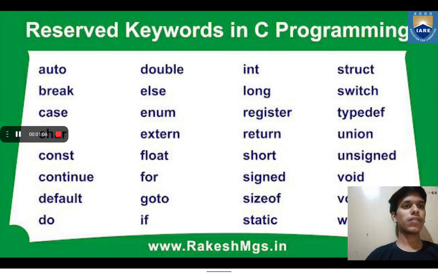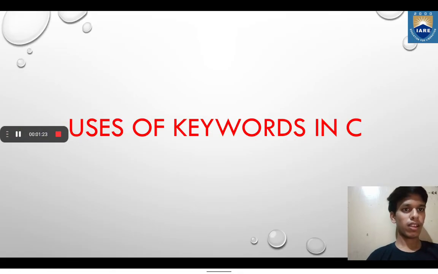So these are the different keywords or reserved words in C programming. There are mainly 32 keywords in C programming. They are auto, break, case, char, and so on. So we are going to discuss one by one all the keywords in C. So, uses of keywords in C.